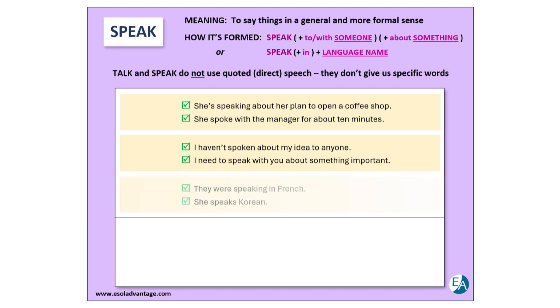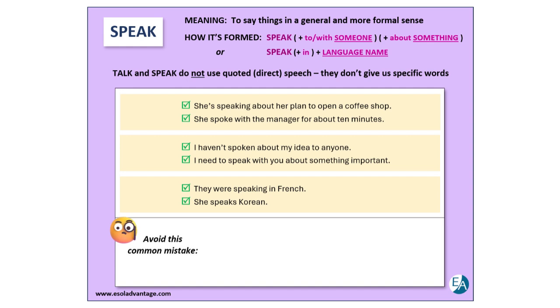And a final set of examples. They were speaking in French. She speaks Korean. Here we're focusing on a specific language name. We can use in, or we can just say the language name.